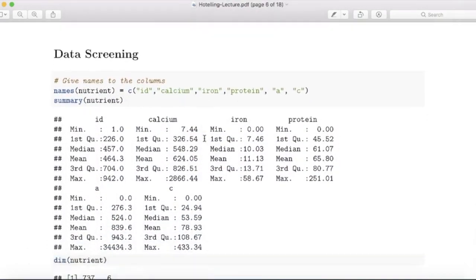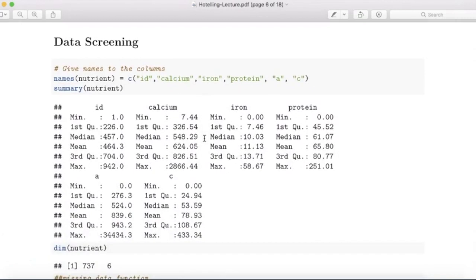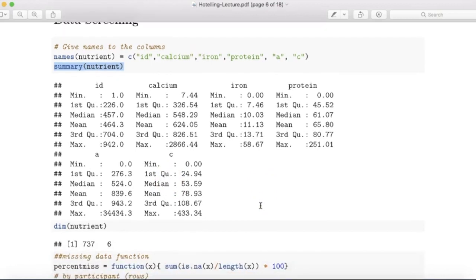Okay, data screening, yay! If you import your data, the first thing we have to do is give it names because it doesn't have them. So I just use the names function. The first variable is ID, the second one calcium, and so on. And then I did summary to look at the data. It conveniently doesn't have any missing data. I was happy with that.